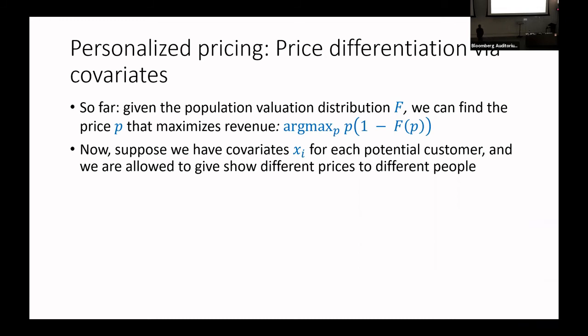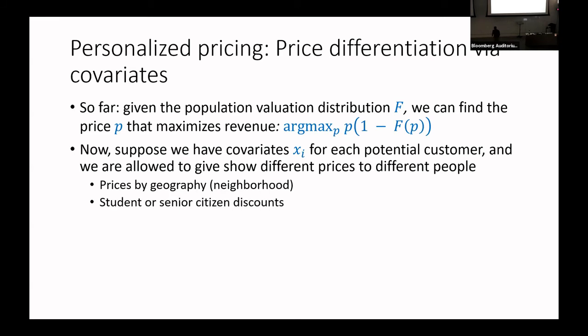Let's not worry about people getting mad. Let's not worry about legal considerations. Let's just say that we can give different prices to different people. And this happens all the time, right? Airline prices that you search online are a form. I'll talk about this stuff in practice, maybe not next time, but the time after. So you can do prices by geography. A grocery store in one neighborhood can charge different prices than another neighborhood. You think about student or senior citizen discounts.